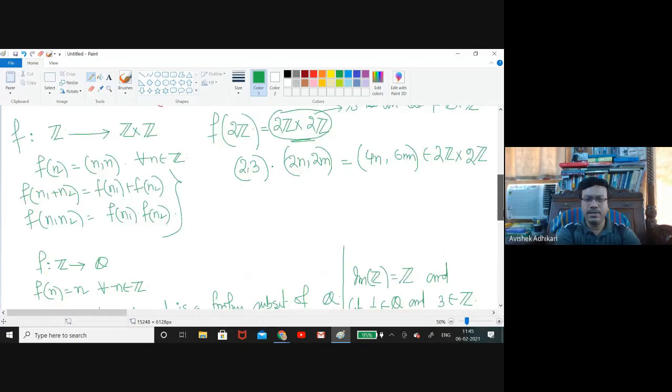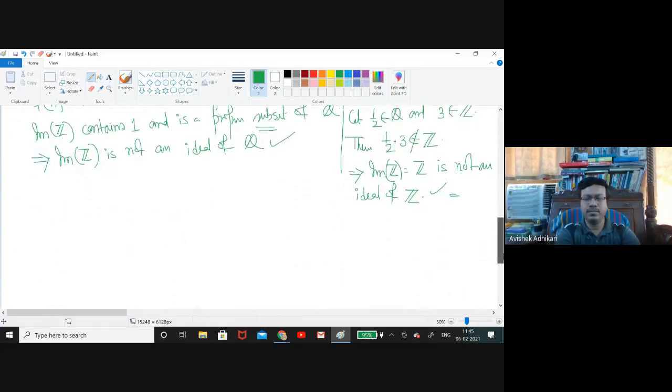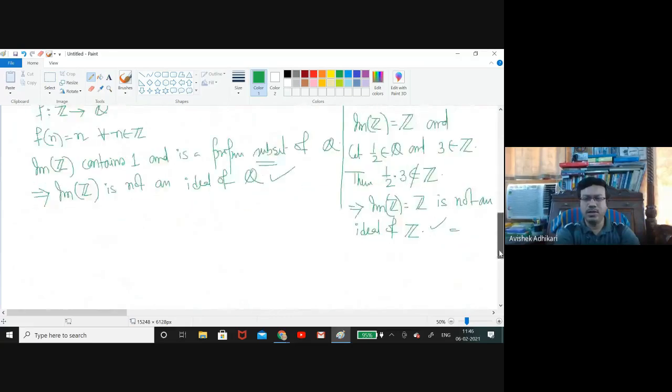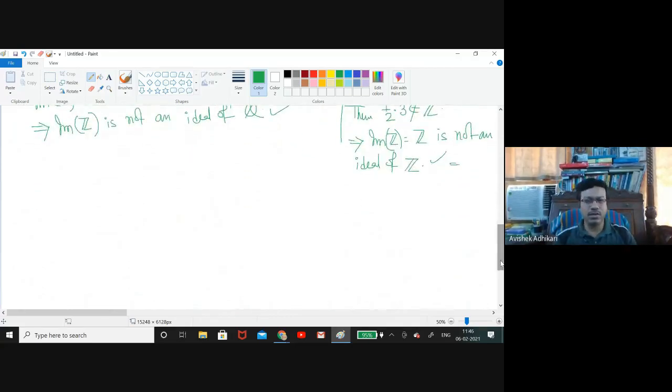Can you find some extra condition? Okay, so that's the homework. So in general, what is our conclusion? Conclusion is, in general, image F is not an ideal of R dash.